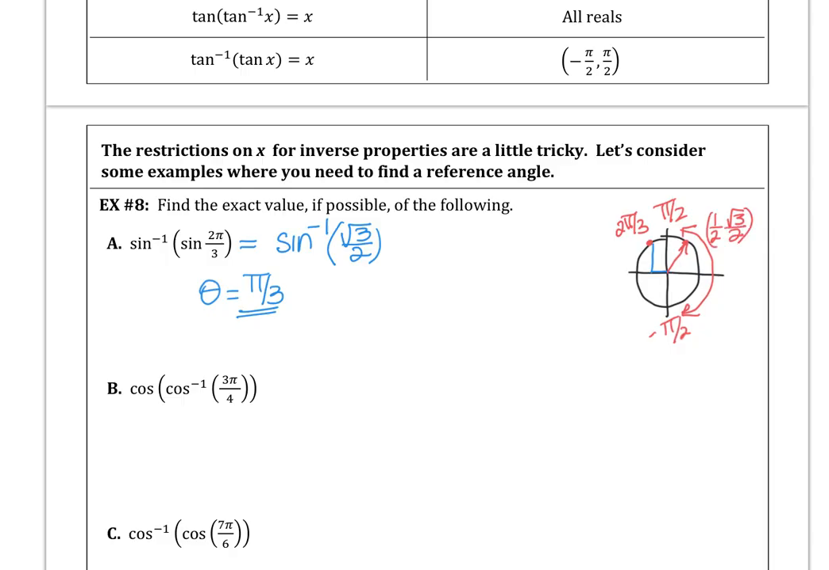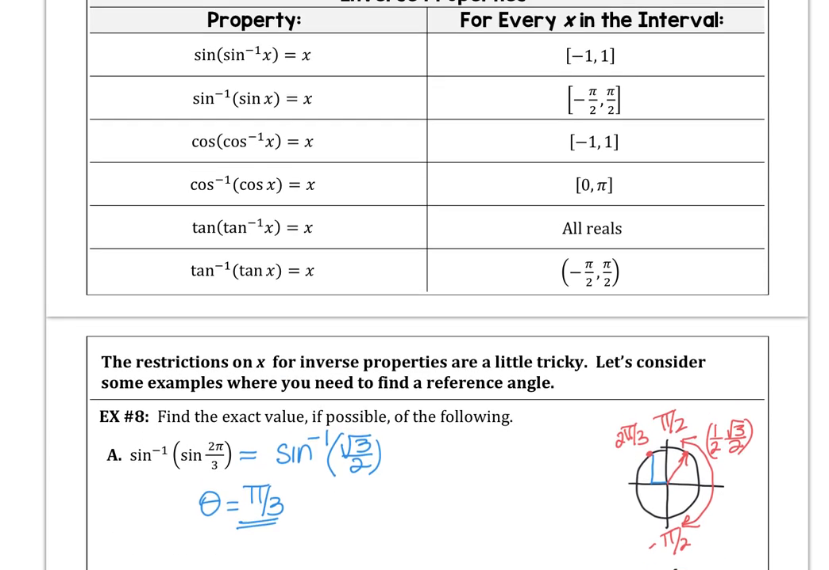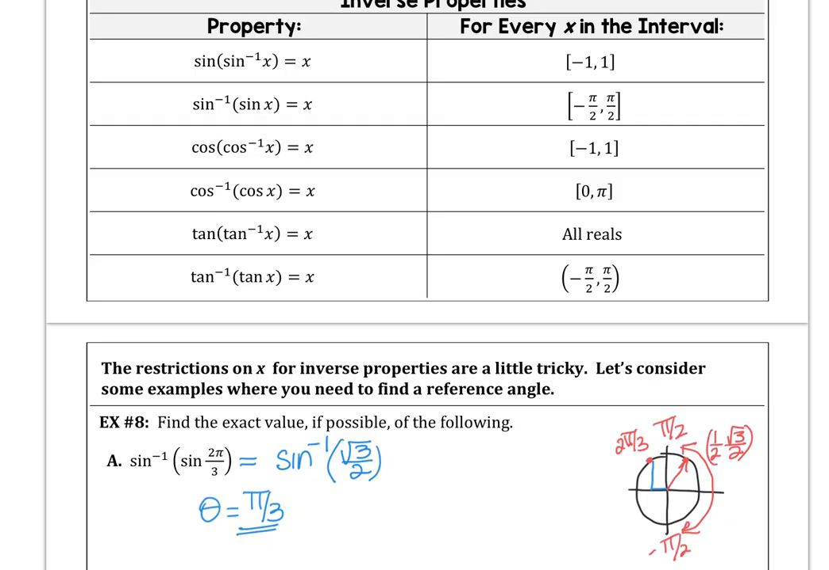Now, how about the next one? Cosine of cosine inverse 3π/4. So think about cosine. Cosine is going to be restricted from 0 to pi. So we can only look in this area. And we're looking for what happens. Cosine of cosine inverse. We have to be between -1 and +1.